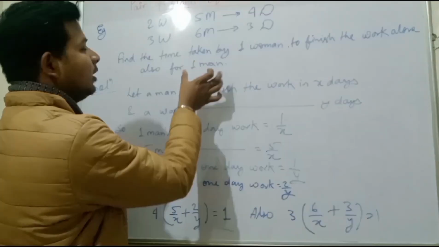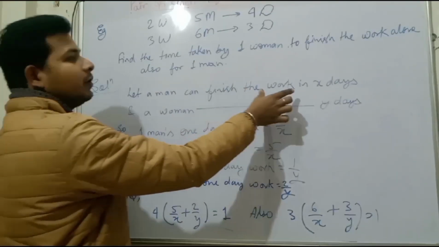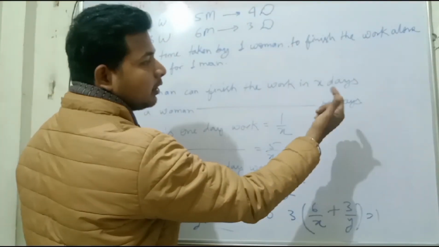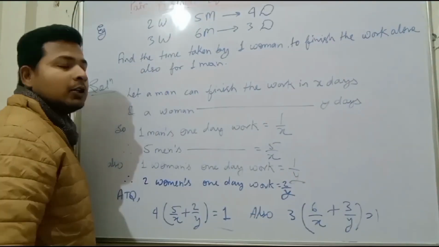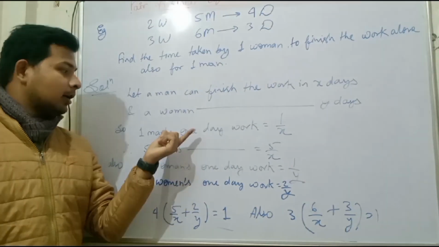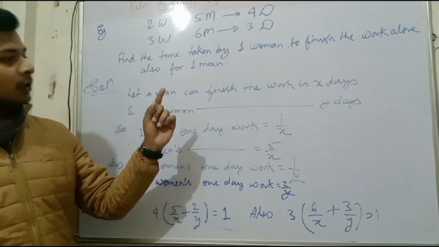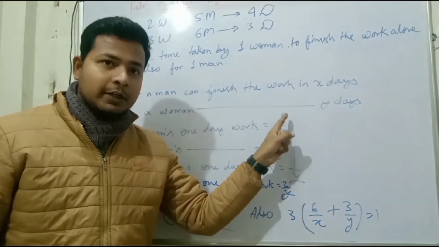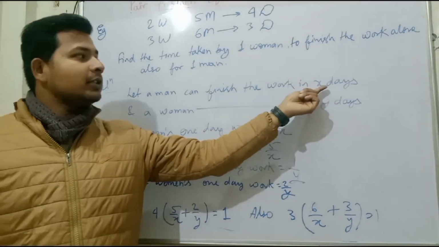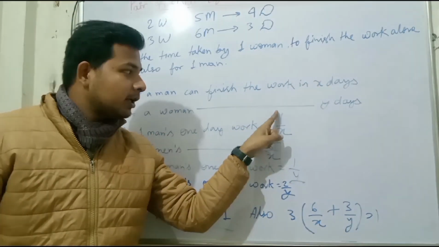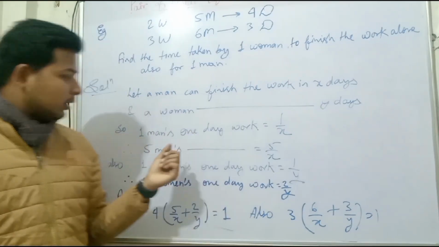In that case, first of all, let's say that a man can finish the work in x days. Let us suppose that. Similarly, a woman can finish the same work in y days. Now we have to find how much work will be done by a man in 1 day. So we take the total work as 1. Total days taken by that man is x. So in 1 day it will be done by 1 by x.